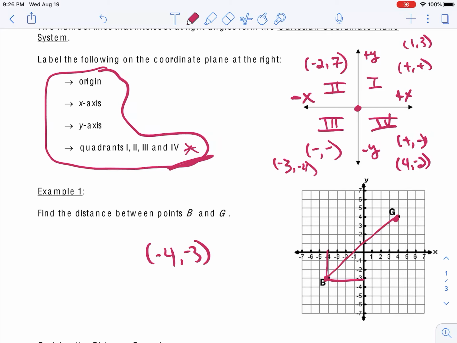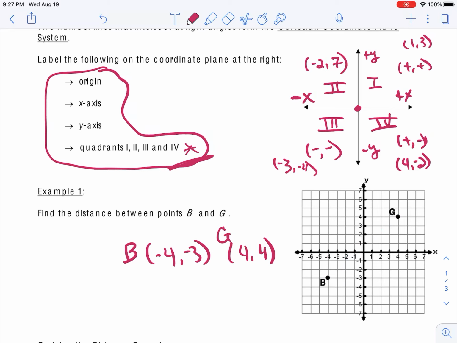Oh, excuse me. There's no pause button. So sorry about that. And now we have 4, 4. So B is -4, -3, and G is 4, 4. We want to find the distance between those.